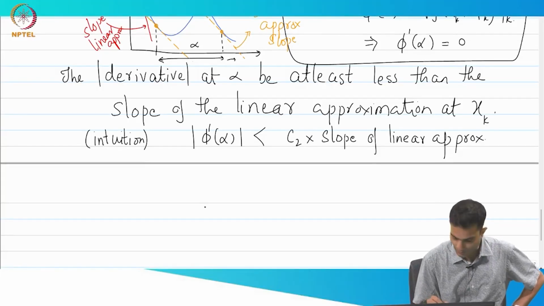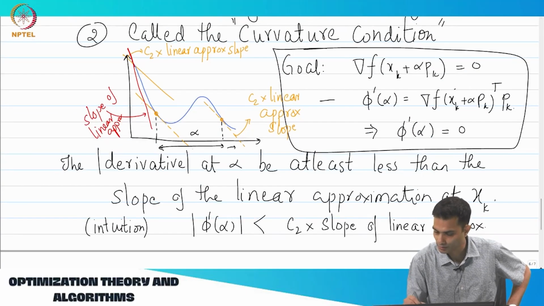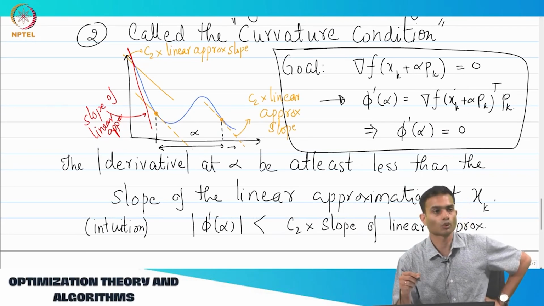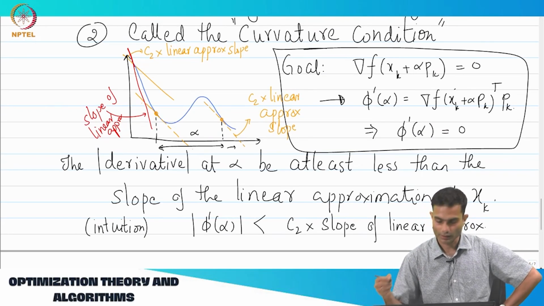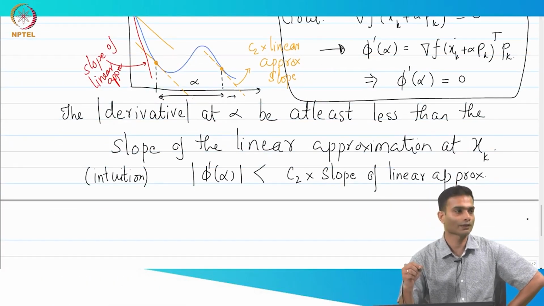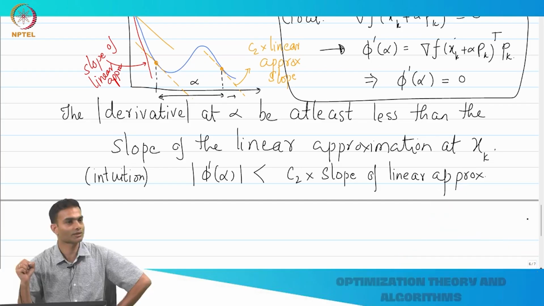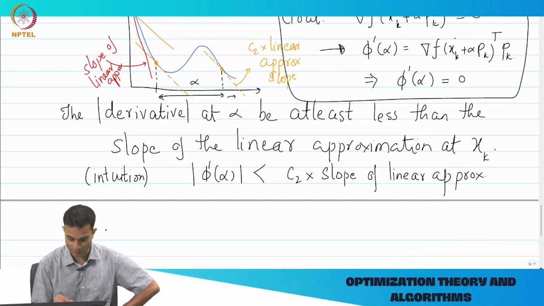So the way it is typically written, this is the expression to keep in mind over here. Slope means phi prime alpha, right. So phi prime alpha is this. Now for small values of alpha, this slope is negative, right, because it's a descent direction. So let's just note that down.